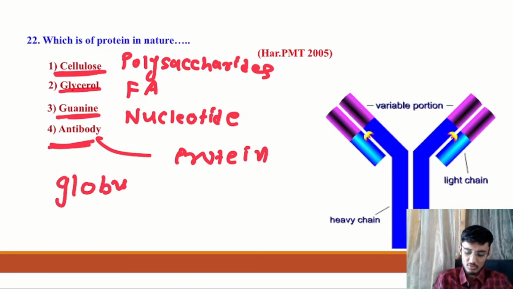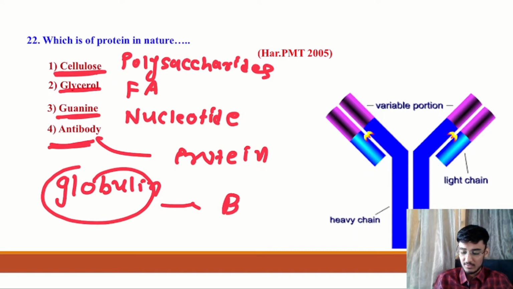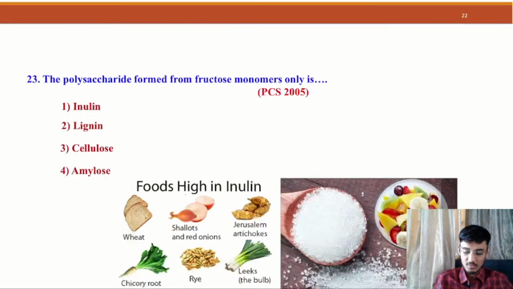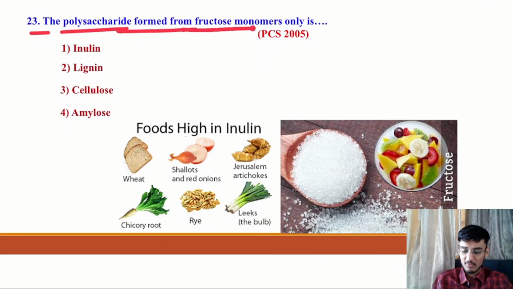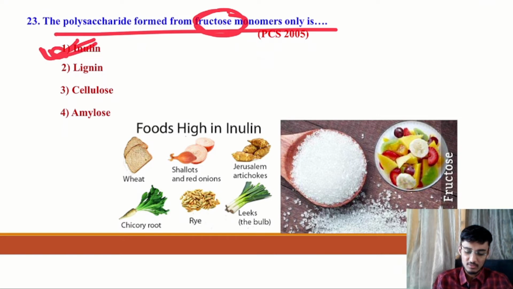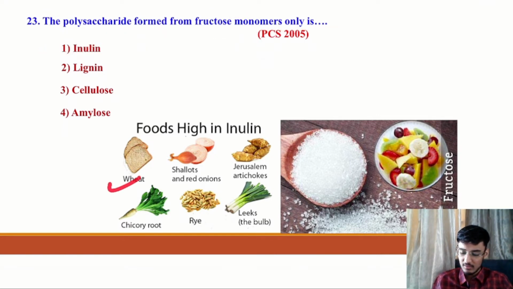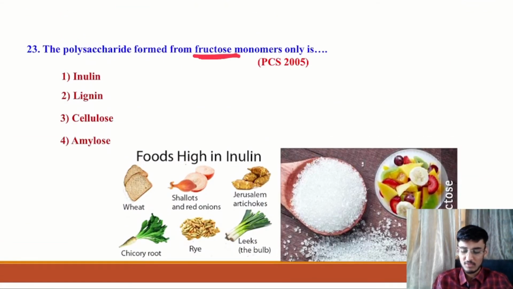Immunoglobulin, which type of protein? Globulin. It is secreted from the B cells of the WBC. Now the next question is the polysaccharide formed from fructose monomers only. Fructose monomer only is called inulin. Inulin is found in wheat, shallots, chicory roots, rye, leeks, dahlia, shatavari, onion, garlic, etc. That's why your answer is 1. Inulin is a fructose polymer, while the long chain of glucose makes starch.